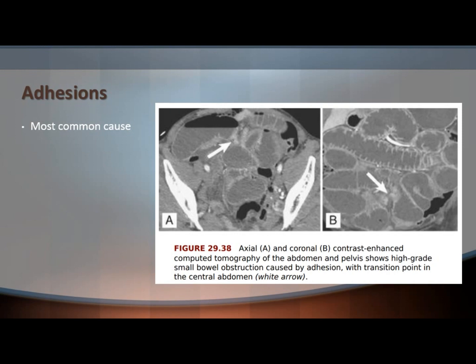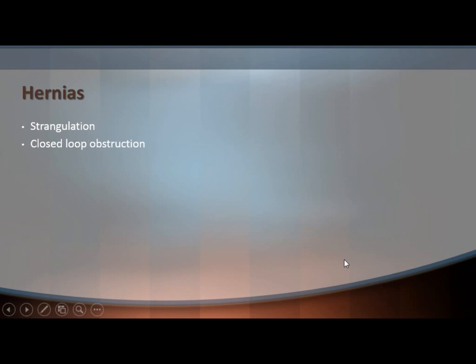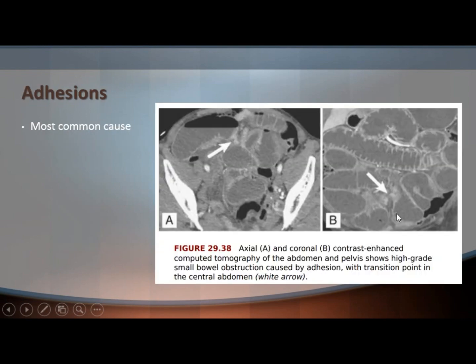Some helping features: there will be tethering of the bowel on CT scan, and you can see a point of transition between dilated and normal or collapsed bowel beyond the point of transition. So here you see the point of transition and the dilated loops of small bowel. The same here, and air fluid levels.